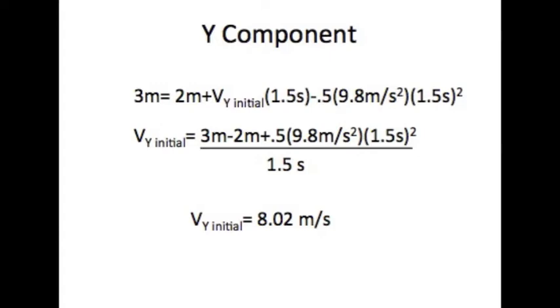Rearranging the equation, we solve for Vy initial, which equals 3 meters minus 2 meters plus 1/2 times 9.8 meters per second squared times 1.5 seconds squared, divided by 1.5 seconds. And so we come up with the Vy initial equaling 8.02 meters per second.